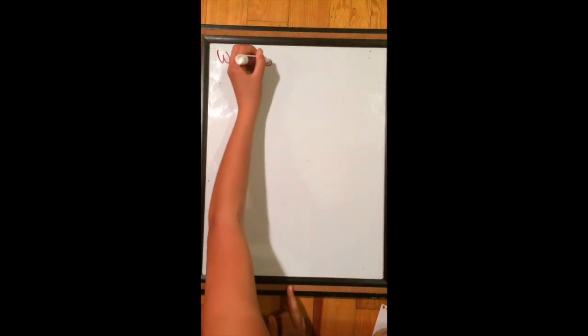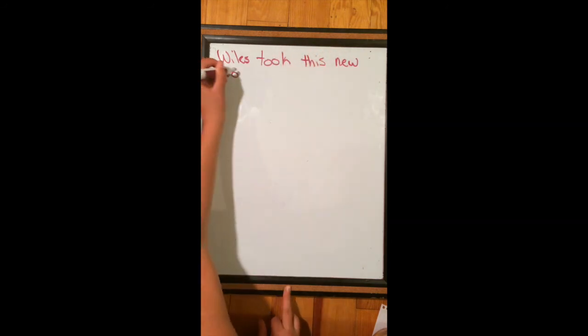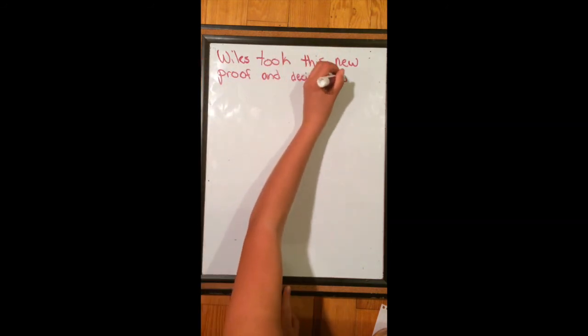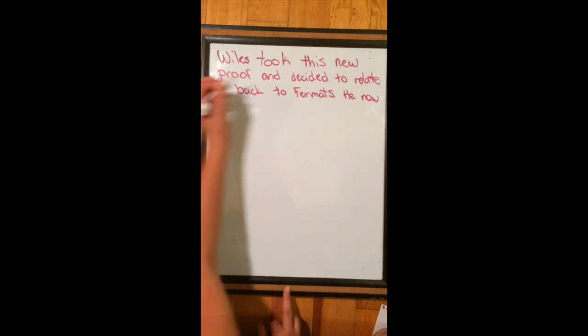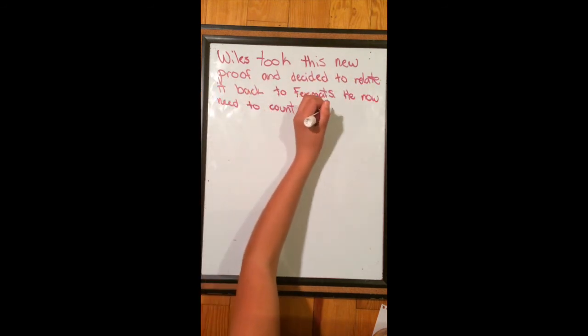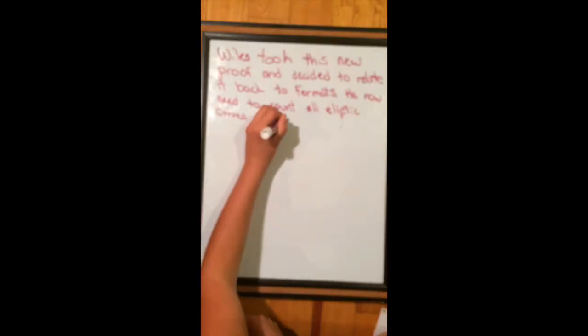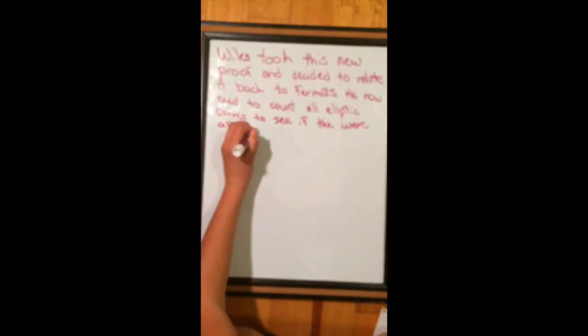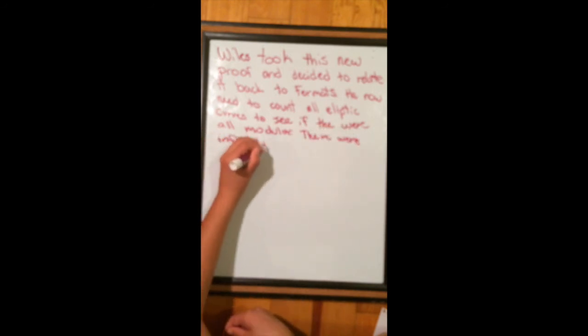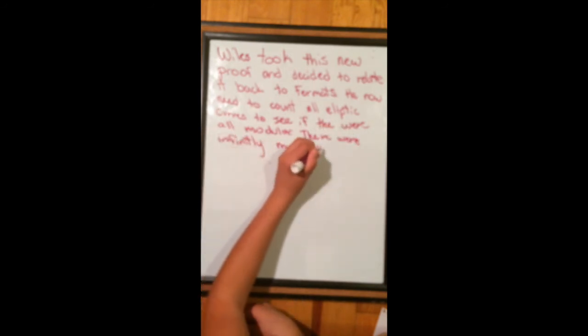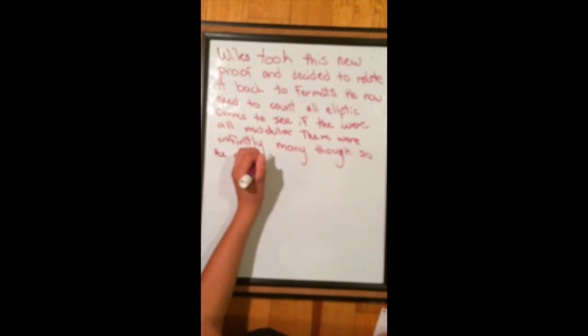So Andrew Wiles took this newly proved epsilon conjecture and related it back to Fermat's last theorem. His goal now was to count all the elliptic curves of the equation to see if they were all modular. But since there were infinitely many, he couldn't count them all. The theory was that if Tomiyama-Shimura were correct, so was Fermat's last theorem, and vice versa.